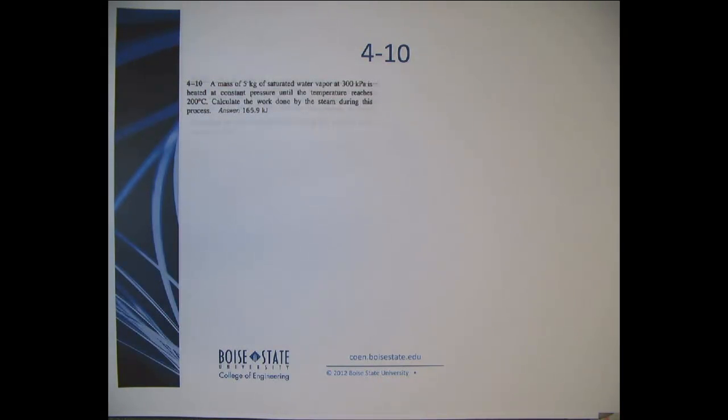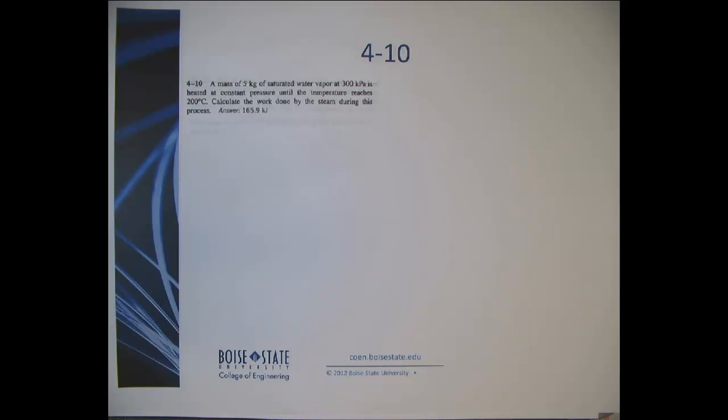Now let's look at some problems covering the topics which we just discussed. Let's look at problem 4-10 from your book. You're given 5 kg of saturated water vapor at 300 kilopascals that is heated at constant pressure until the temperature reaches 200 degrees Celsius. You're asked to calculate the work done by the steam during this process.